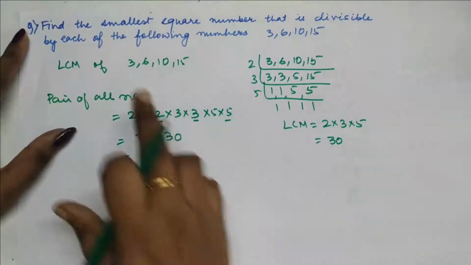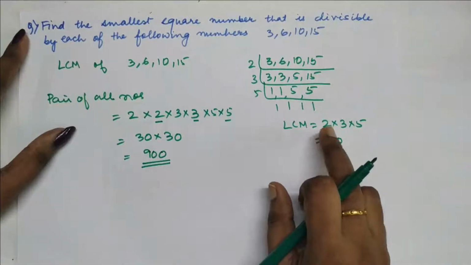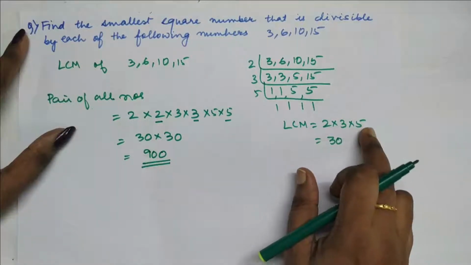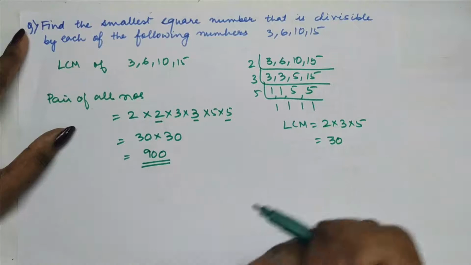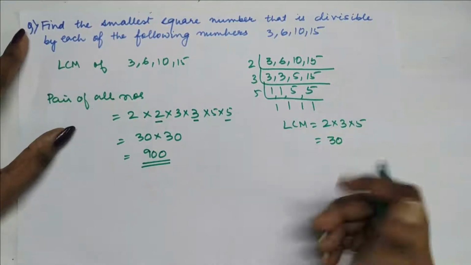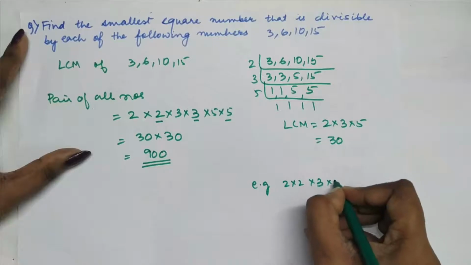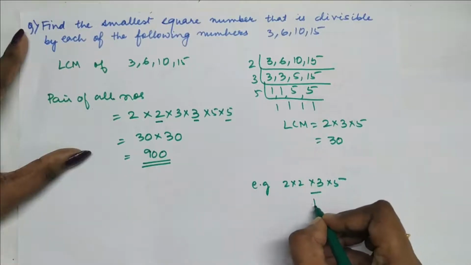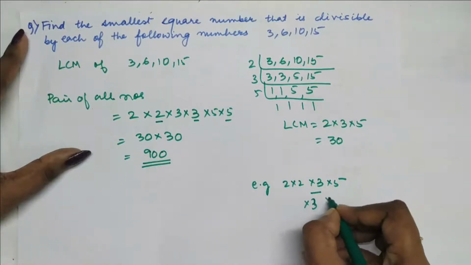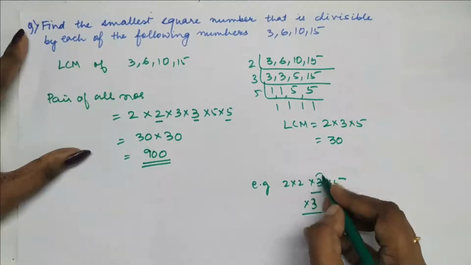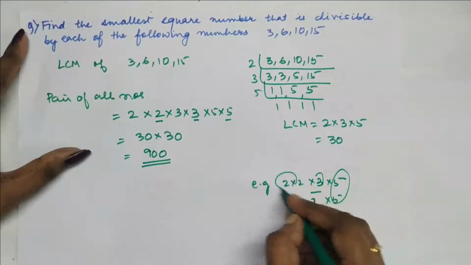Remember what we are doing? We are taking the LCM and we will see if the numbers are in pairs. If they are not, you have to make them in pairs. So if there were, for example, two 2s and one 3 and one 5, I would have only taken one extra 3 and one extra 5, so that I could have the numbers in pairs.